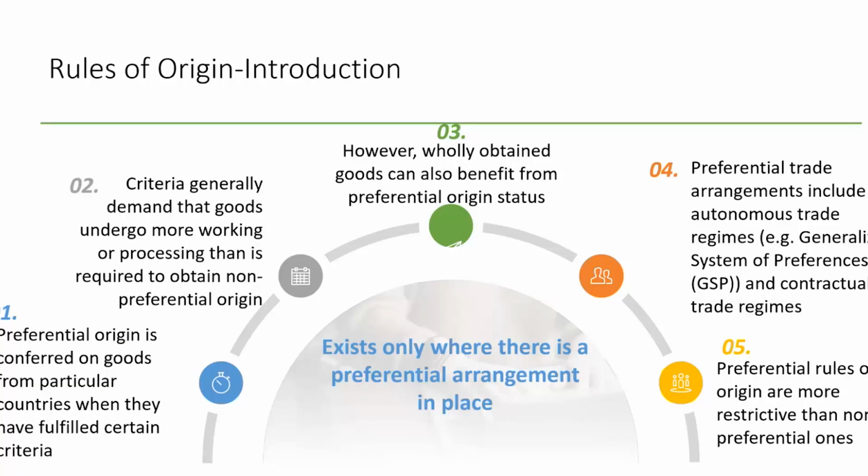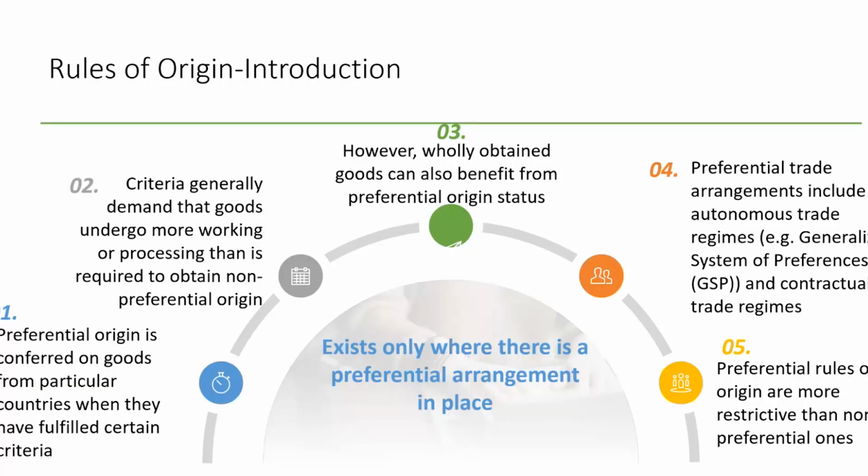So again, that's if the goods are wholly obtained, they're natural products. There's a provision for that under most trade agreements where preference can be claimed on the duty, so the duty can be reduced or made zero based on whatever the terms of that agreement are.